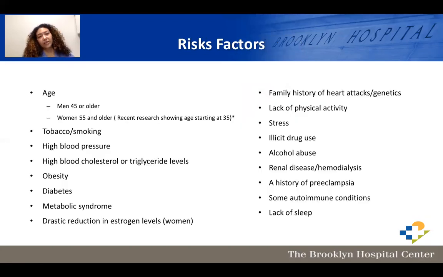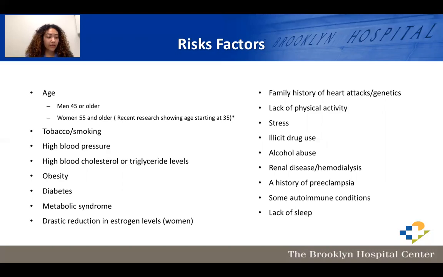The different risk factors for heart attacks would be age. Men aged 45 or older and women aged 55 or older are more likely to have heart attacks than younger men and women. But a recent study that came out probably within the year states that women as young as 35 are having heart attacks. More research still needs to be done to prove why that's happening.